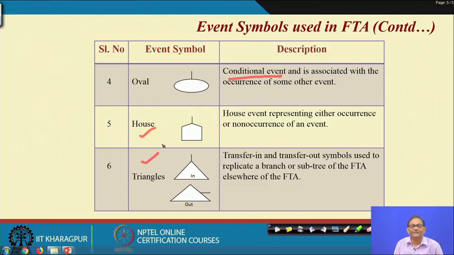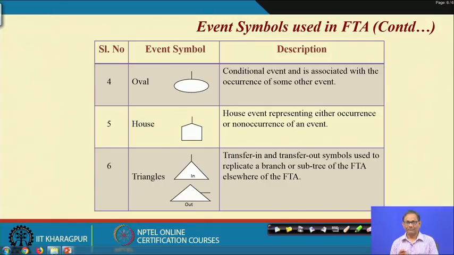These two are very special symbols. For a small tree it is not commonly used, but particularly for a big tree this is used. And this is a symbol for which you may not get such examples all the time, but sometimes it may happen that whether an event occurred or not occurred has some implications. Okay. So, how many are there? There are 6 event symbols. These just represent what is happening when you develop the fault tree.